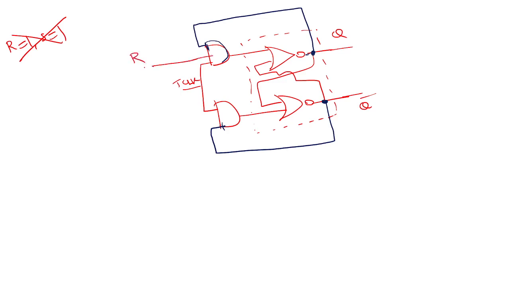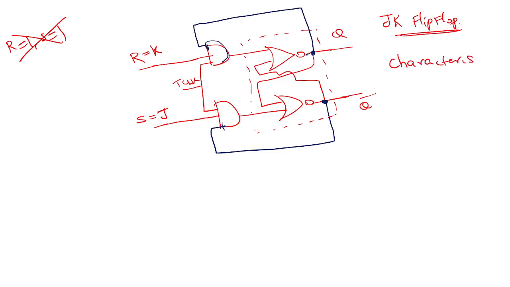This is R, this is S. This is also called J, this is also called K. This will become the JK flip-flop. Now I will discuss the characteristic table. I will not discuss the characteristic equation, truth table and all. So J, K, Qn.